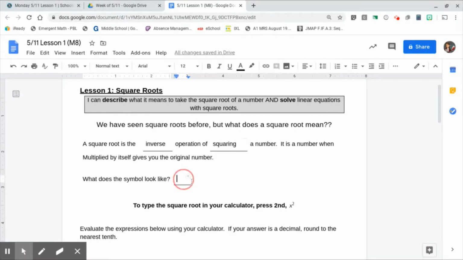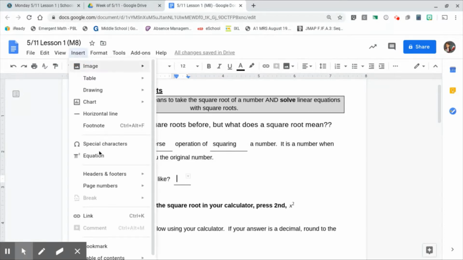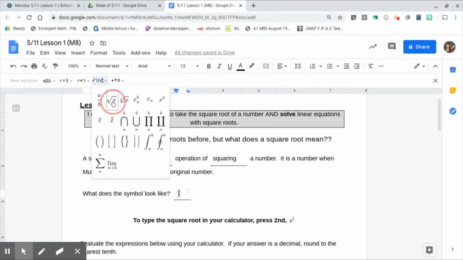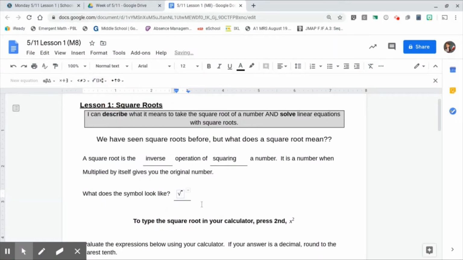It says, what does the symbol look like? So we're going to insert an equation here. Go up to insert, equation. When we insert a square root symbol, it's going to be under this operator, and it looks like this. So that's what our symbol looks like. I'm just going to write the square root of x so that you can see something underneath the square root.